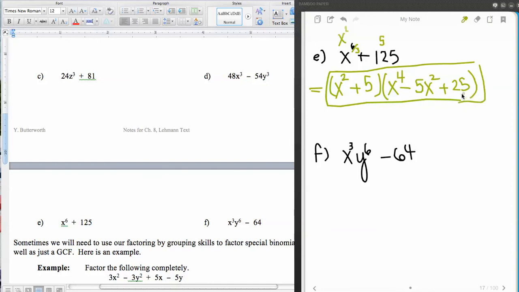This is not going to factor. It's not a perfect square trinomial, and x squared plus 5, not going to factor.